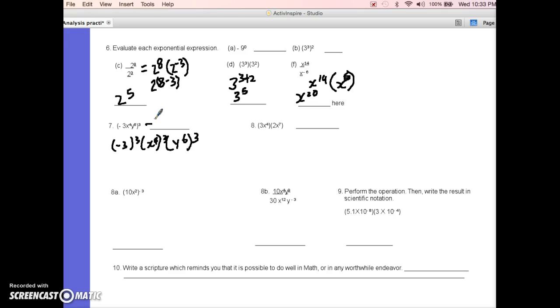3 times 3 times 3 would be 27. X to the 4th, all cubed would be multiplying these together. So this would be x to the 12th. And y to the 6th cubed, that would be y to the 6 times 3, 18th. All right.